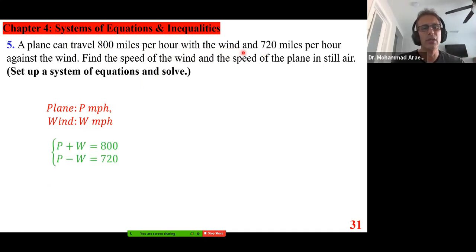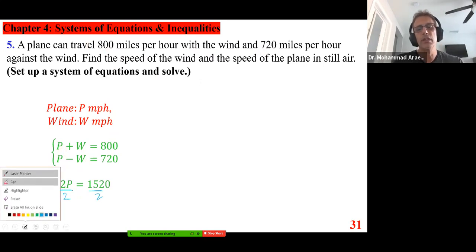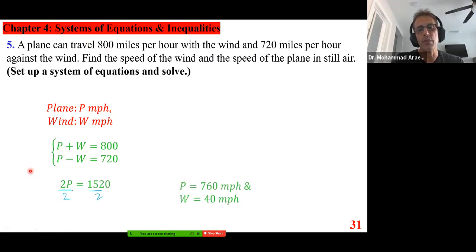So it's really a simple setup. There's not much to it. You don't even have to do any changes. Just use the elimination method, add up the left side, and W and negative W cancel out. You get 2P, and the right side, 800 and 720, add up to 1520. And now you divide by 2. And you have the speed of the plane, 760 miles per hour.